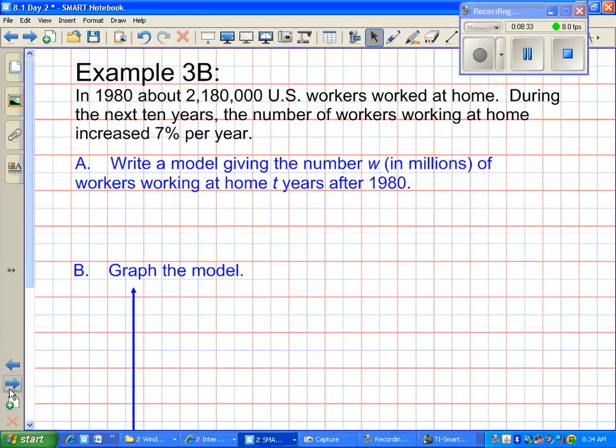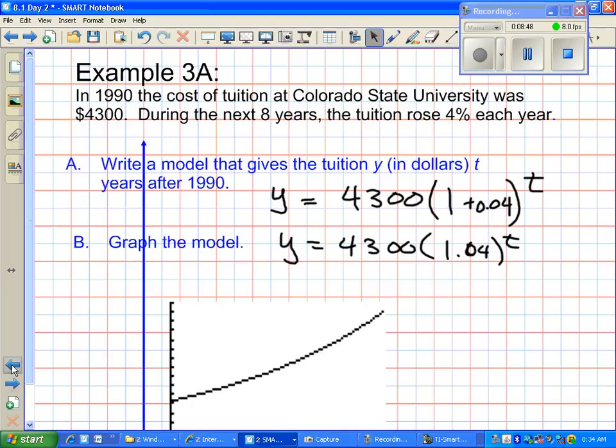Example 3b. In 1980, about 2,180,000 U.S. workers worked at home. During the next 10 years, the number of workers working at home increased 7%. I need to go back one thing and make a comment. On the previous problem, you would say the growth factor is 1.04 and the growth rate is 4%. The growth factor would be 1.04. The growth rate would be 4%.